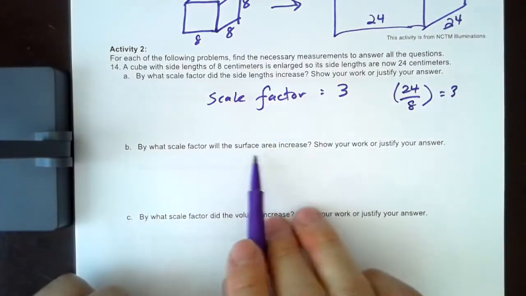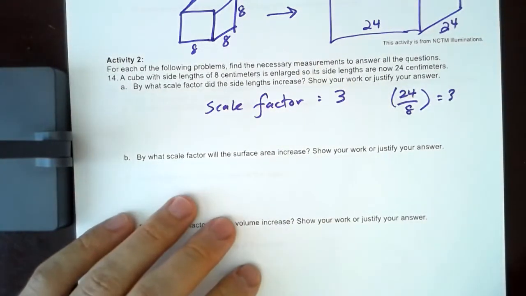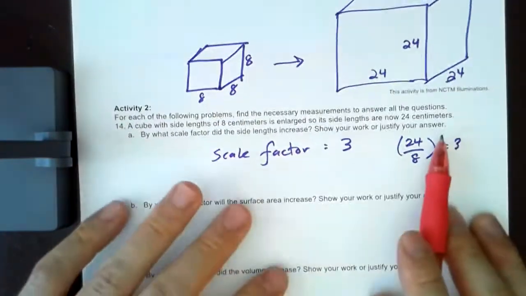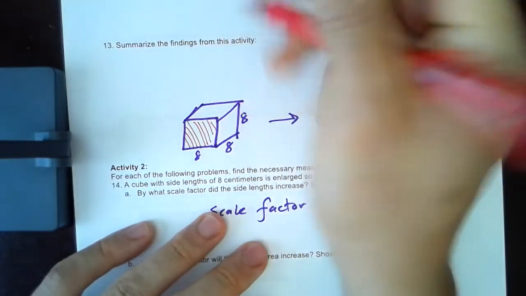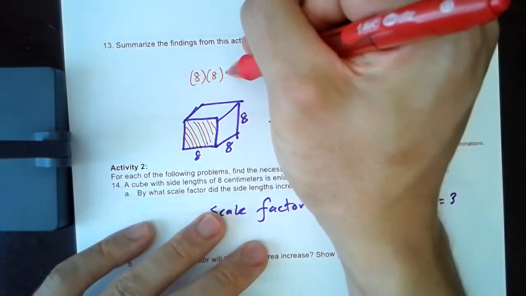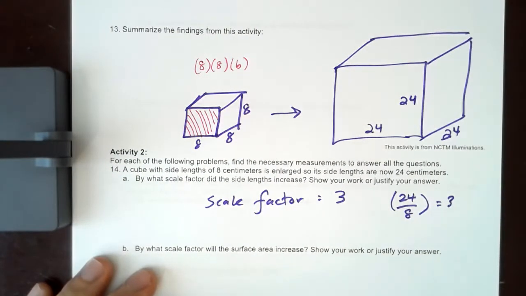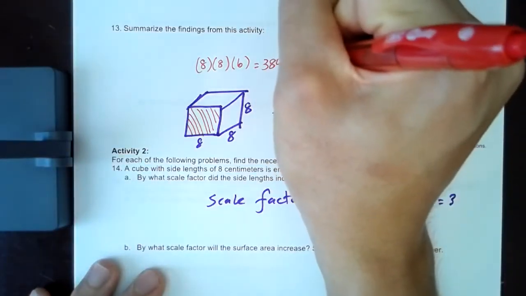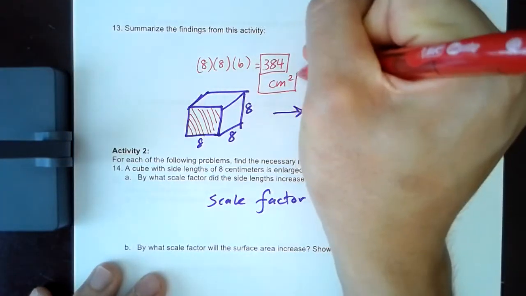Now, what scale factor will the surface area increase by? Well, let's test this, right? What was the original surface area? The original surface area was finding the area of one face, which is 8 times 8, and then multiplying it by 6. Again, why do we keep multiplying by the number 6? Well, it's because it's the amount of faces the cube has. So this is 384, and we don't know the units. Oh, it's centimeters squared. Okay.